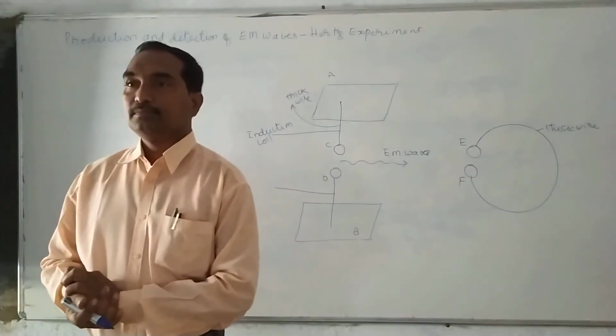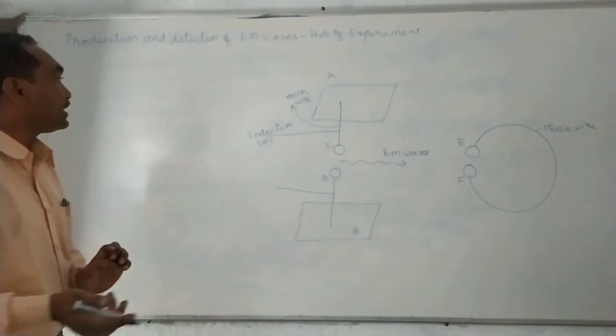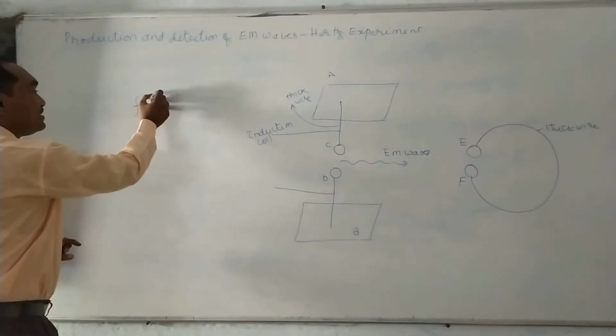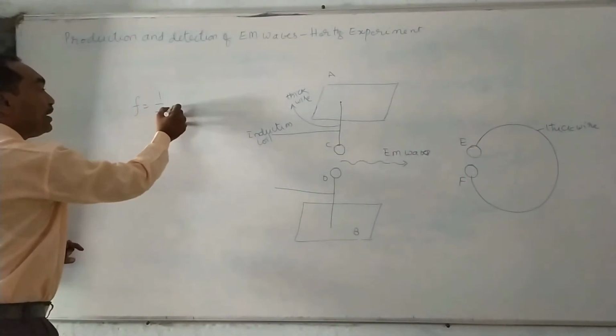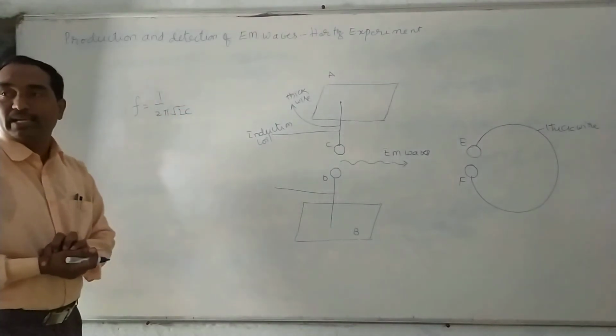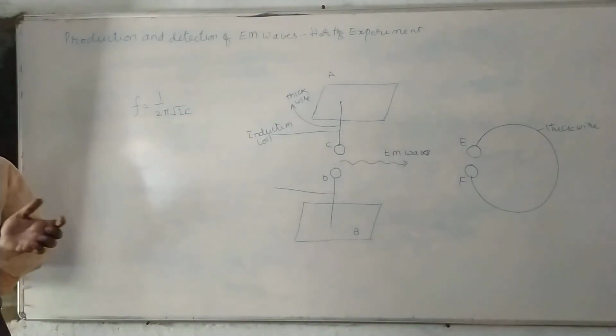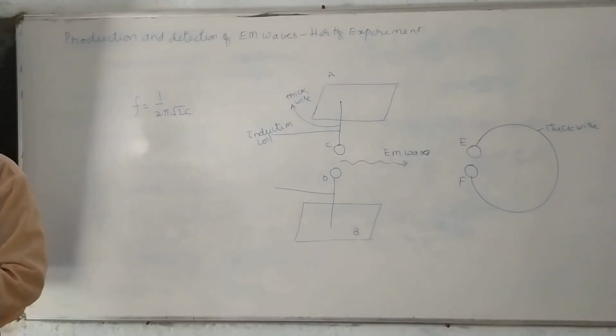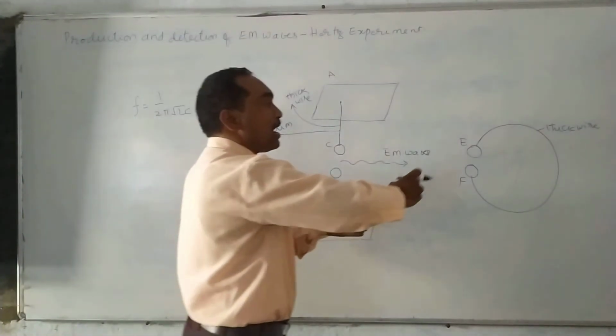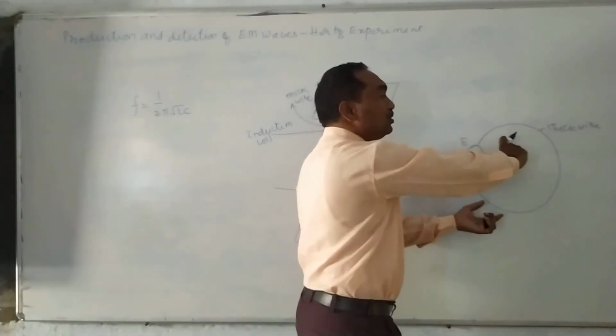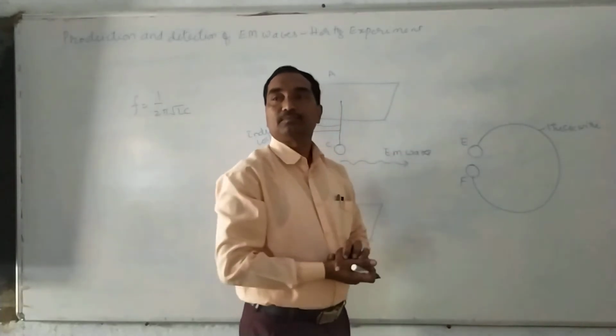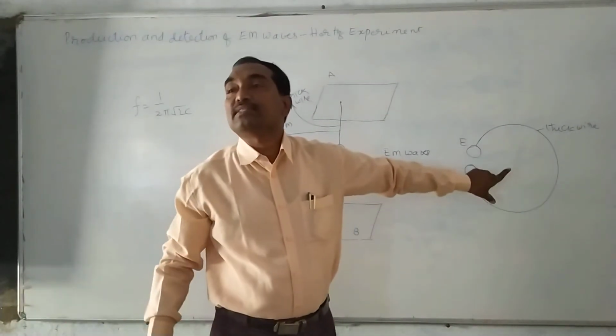So there is an inductance and a capacitor, so it acts as an LC circuit. An LC circuit has a frequency. That frequency f is equal to 1 by 2π root LC, as we know. L is the inductance, C is the capacitance of the capacitor. By changing the diameter of this circuit or this wire, the capacity of this LC circuit changes.